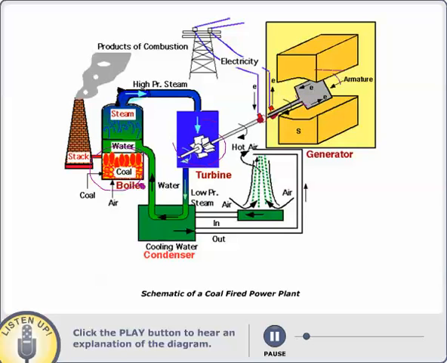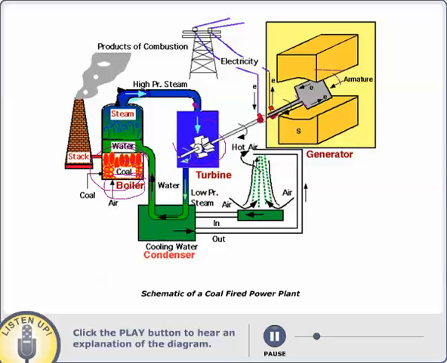So basically, a power plant is divided into three components. The first component is the boiler here, which burns the fuel, coal, oil, natural gas, or any fuel, and produces heat. The water that is going into this boiler boils and becomes steam. This steam at high pressures and temperatures has a lot of kinetic energy.